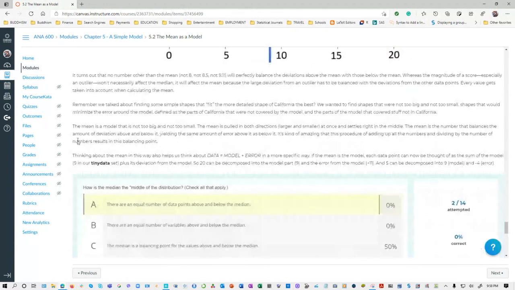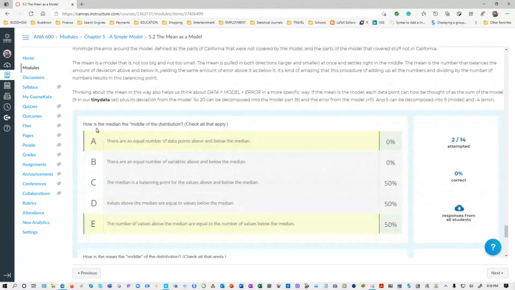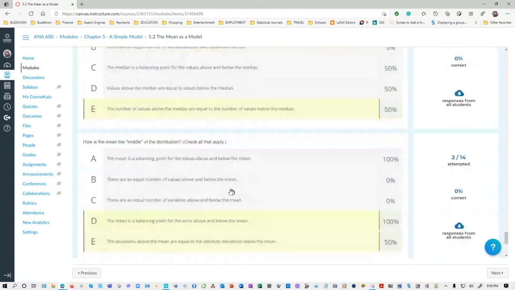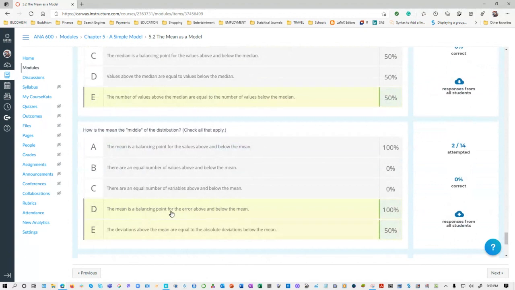Okay, that's what they will see. That's why they say here is the median, the middle of the distribution. There are an equal number of data points above and below. Median balances the data number. That's median. The mean is balancing the point where the deviation above the mean is equal to the absolute deviation below the mean.